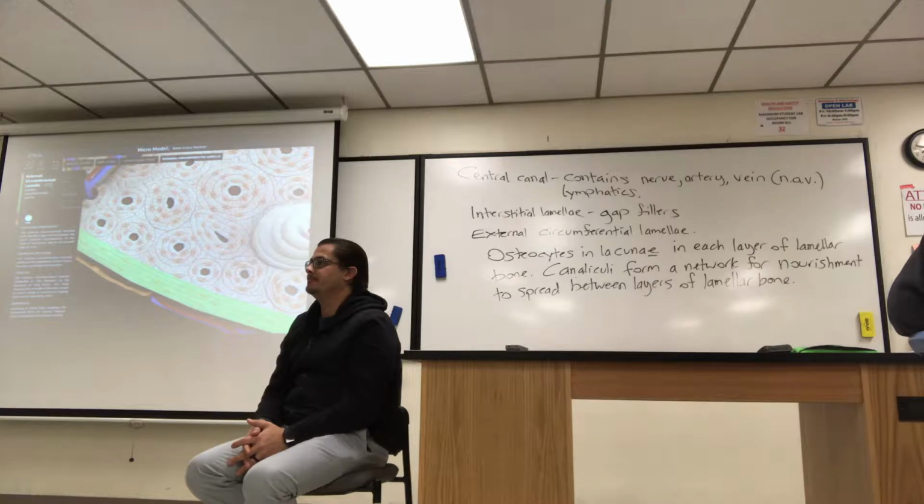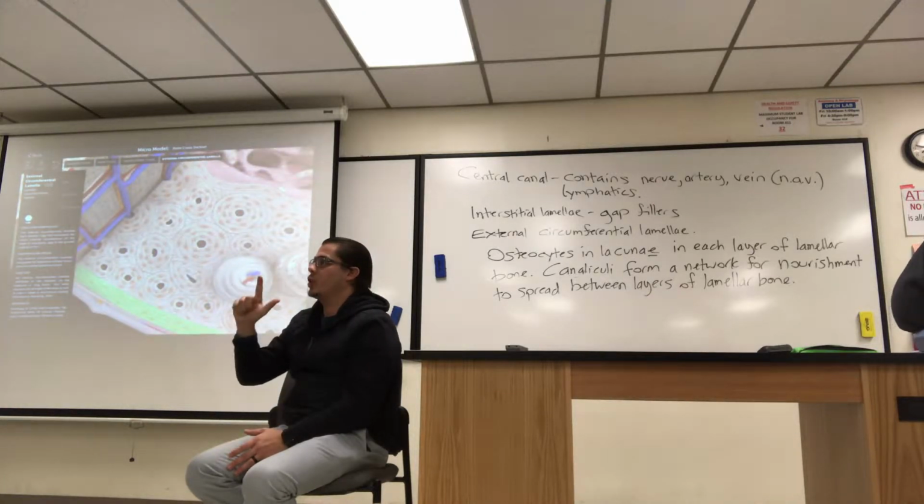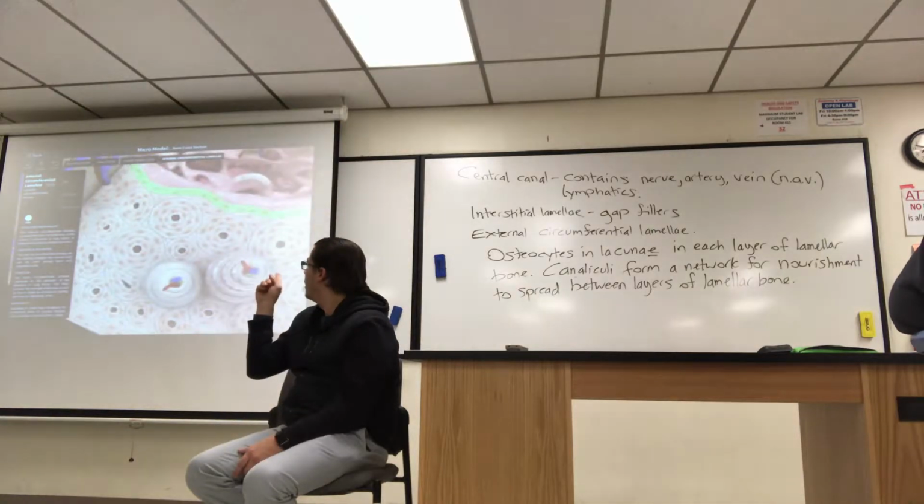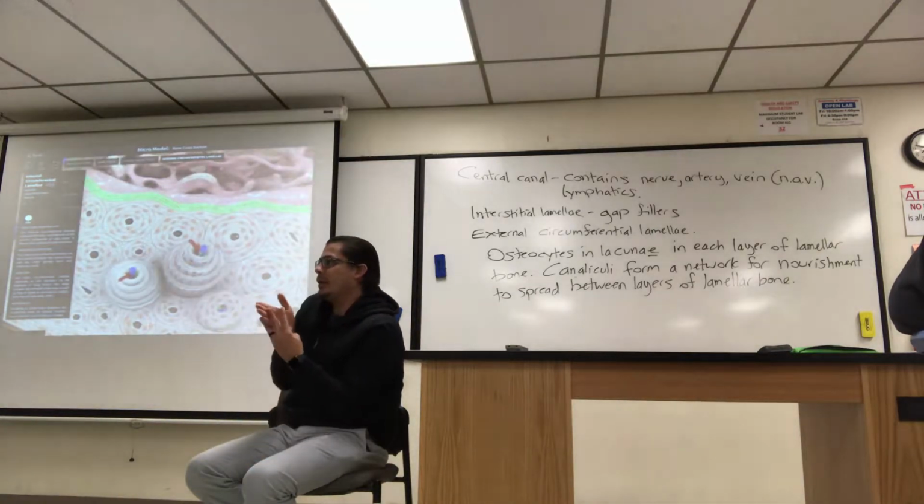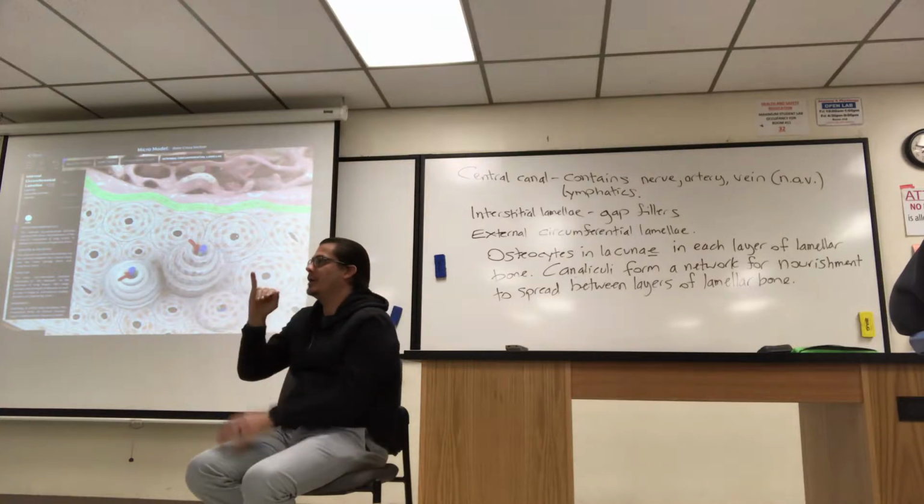But you also have circumferential lamella on the inner part of compact bone, right there. This is kind of like in between the compact bone and the spongy bone, right? So it's internal circumferential lamella.